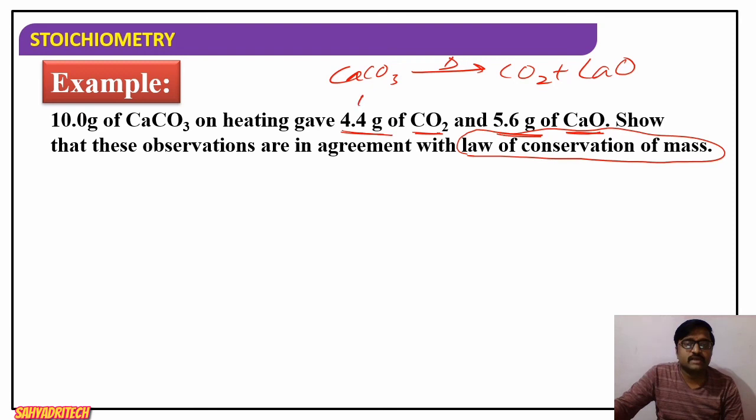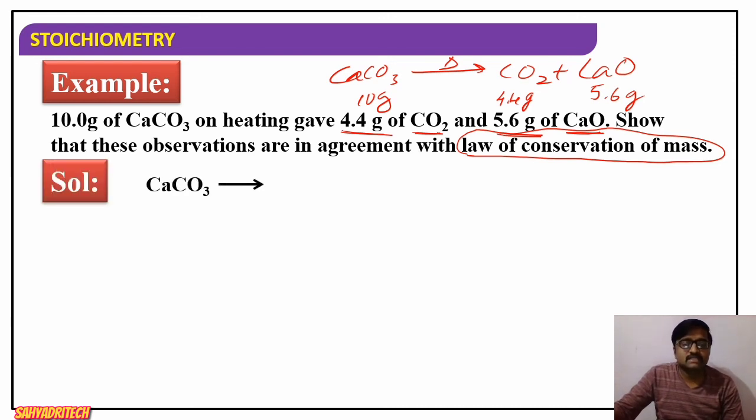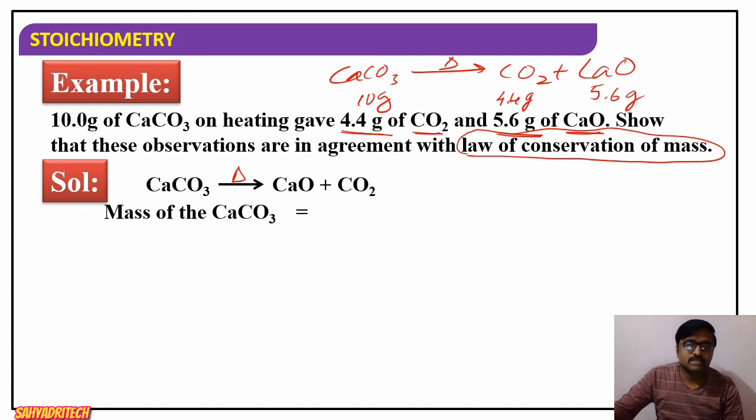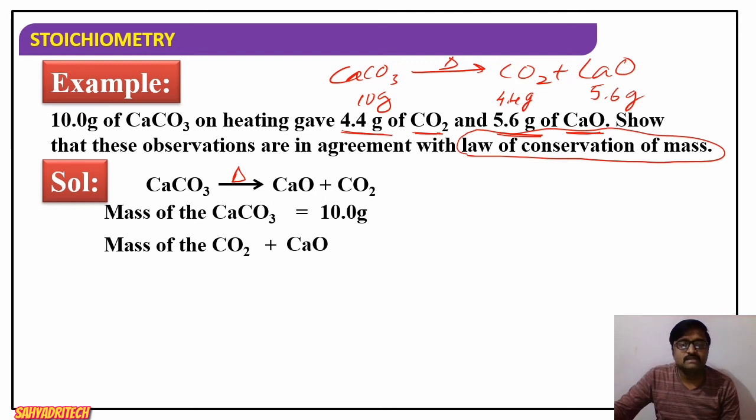What they are saying is that when 10 gram of calcium carbonate is heated, it gave 4.4 gram of carbon dioxide and 5.6 gram of calcium oxide. So simply, if I consider the reaction equation, calcium carbonate on thermal decomposition, on heating, decomposes to give calcium oxide and carbon dioxide. The mass of calcium carbonate is 10 gram, so that is the total mass of reactant. The mass of product formed is the mass of carbon dioxide plus the mass of calcium oxide.